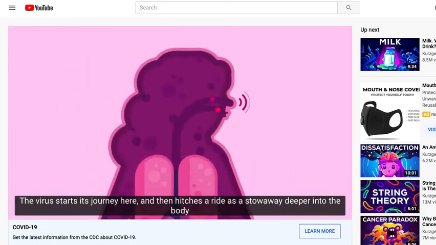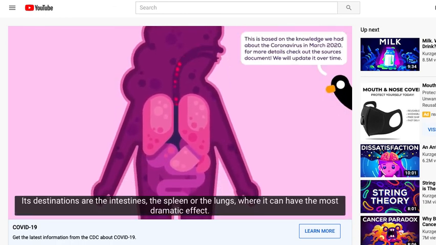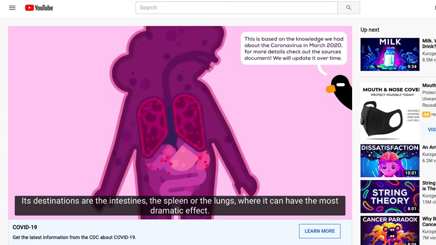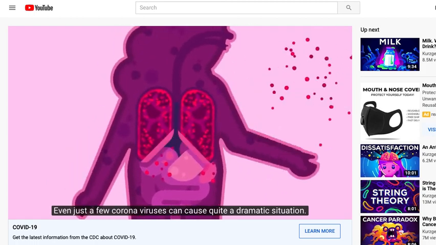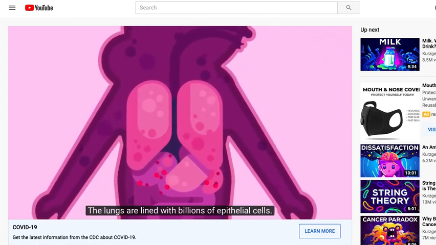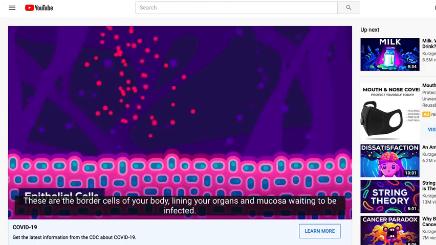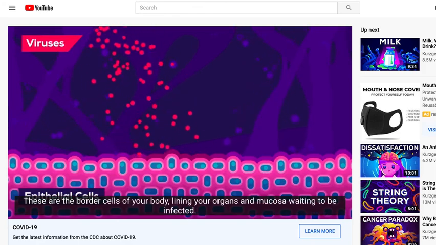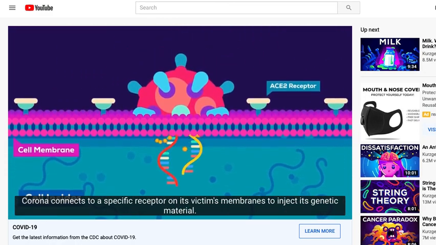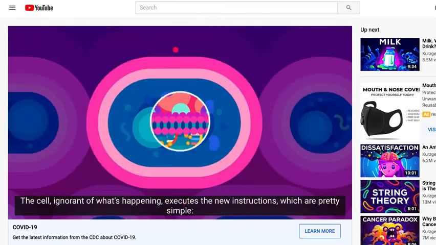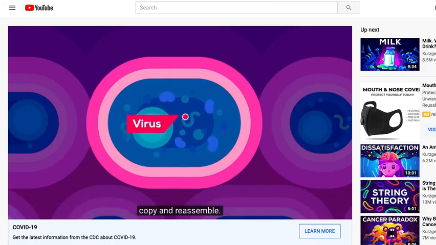The virus starts its journey here and then hitches a ride as a stowaway deeper into the body. Its destinations are the intestines, the spleen, or the lungs, where it can have the most dramatic effect. Even just a few coronaviruses can cause quite a dramatic situation. The lungs are lined with billions of epithelial cells. These are the border cells of your body, lining your organs and mucosa, waiting to be infected. Corona connects to a specific receptor on its victim's membranes to inject its genetic material. The cell, ignorant of what's happening, executes the new instructions, which are pretty simple: copy and reassemble.